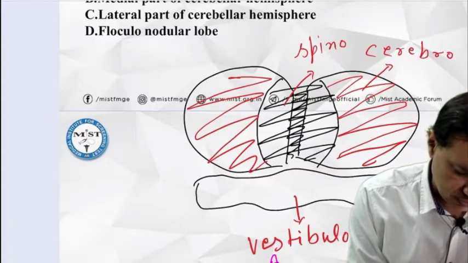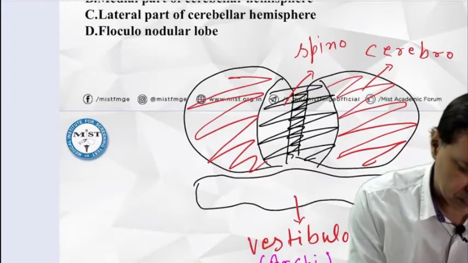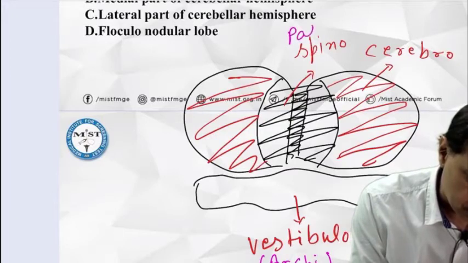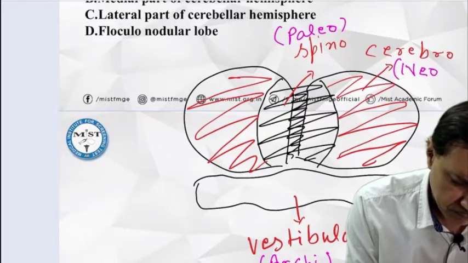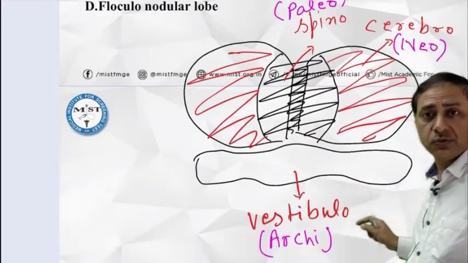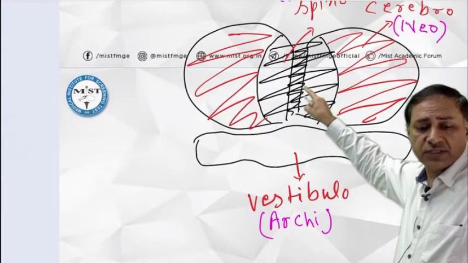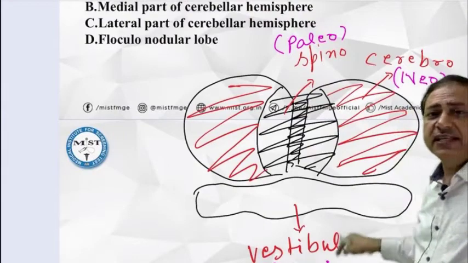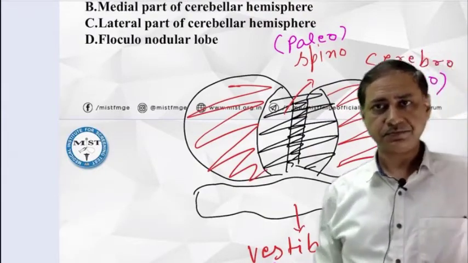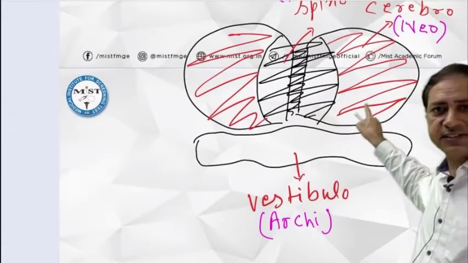The vestibulocerebellum is also known as the archicerebellum. The spinocerebellum is also known as the paleocerebellum, and the cerebrocerebellum is also known as the neocerebellum. Oldest part, medium, and this is the latest part.